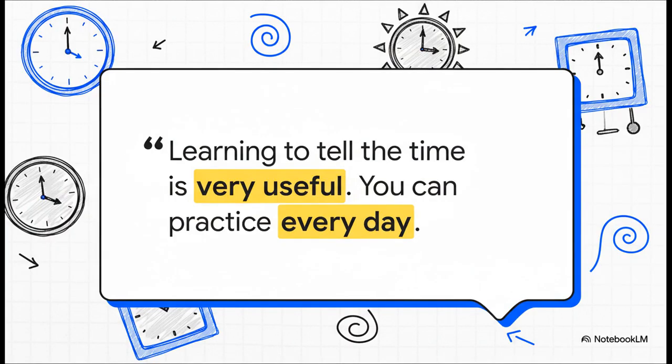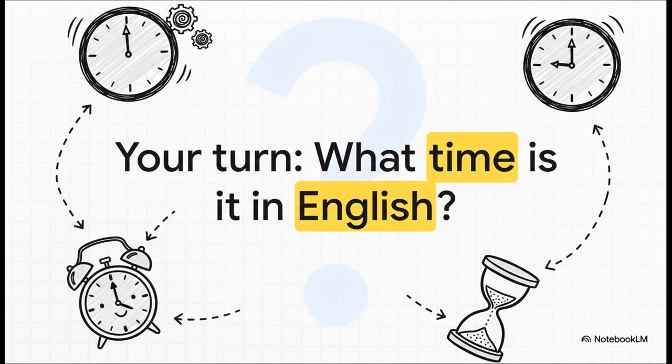And look, this is such a useful skill to have. Honestly, the absolute best way to get really comfortable with it is just practice. Make it a little game. Every single time you look at a clock, just try saying the time out loud in English. So, I'm going to leave you with a little challenge. Go on, look at a clock right now, wherever you are. Using everything we just went over, what time is it? How would you say it right now in English?